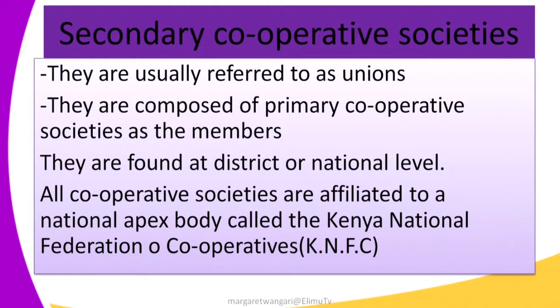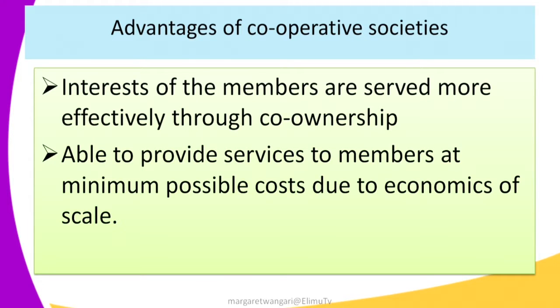Let's now look at advantages of cooperative societies. But before that, when we started the lesson on cooperatives, we said that we have various types of cooperatives. Can you give them out? We started with consumer cooperatives. We also talked of producer cooperatives. Now we have also talked about primary cooperatives, and secondary cooperatives. And we also talked about savings and credit cooperative societies, referred to as SACCOs.